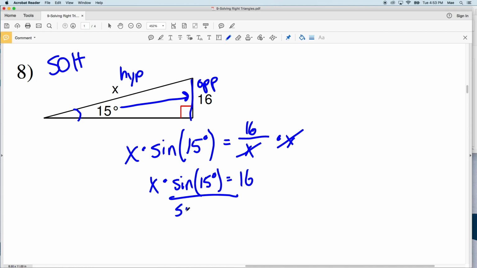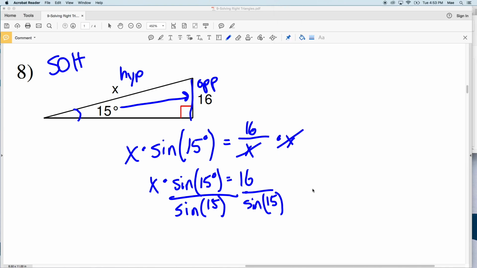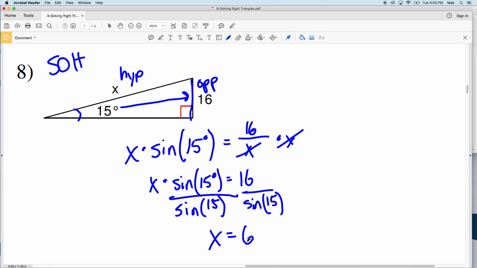And when I divide by the sine of 15, 16 divided by the sine of 15 is equal to 61.81, which rounds to 61.8. So x equals 61.8 in number 8.